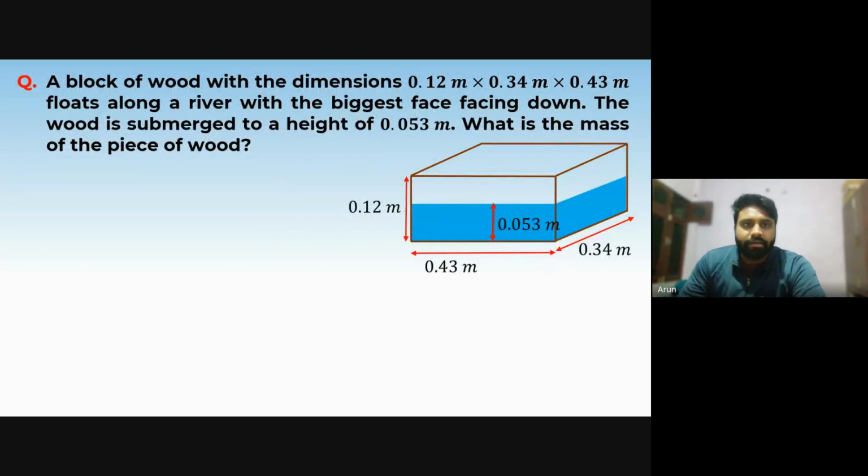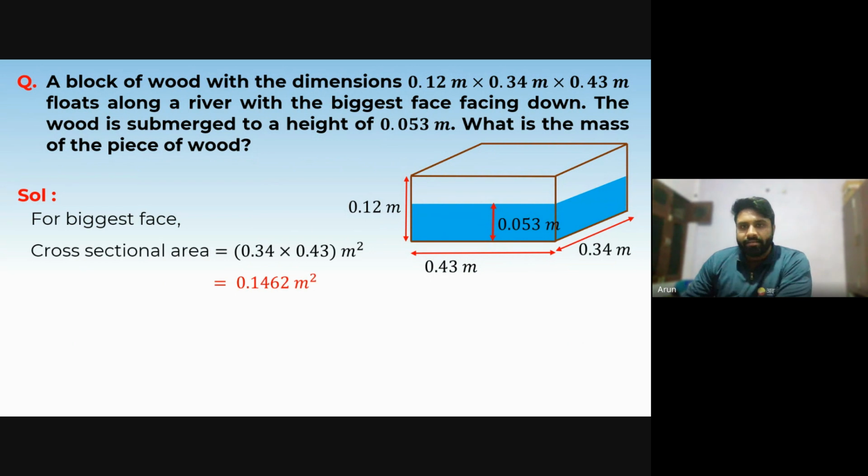Now, a block of wood with the dimensions 0.12 meter, 0.34 meter, 0.43 meter floats along a river with the biggest face facing down. The wood is submerged to a height of 0.53 meter. Now, what is the mass of the piece of wood? Very simple question. The biggest face is submerged, like this one is submerged.